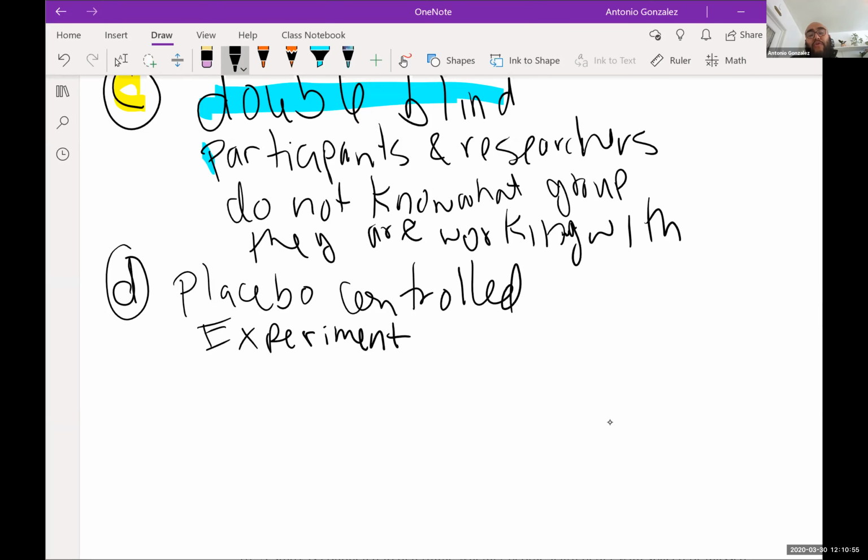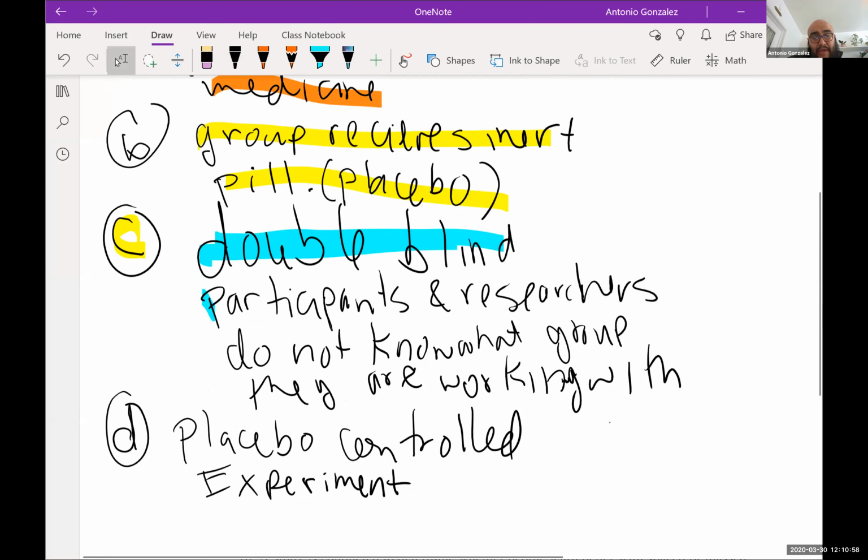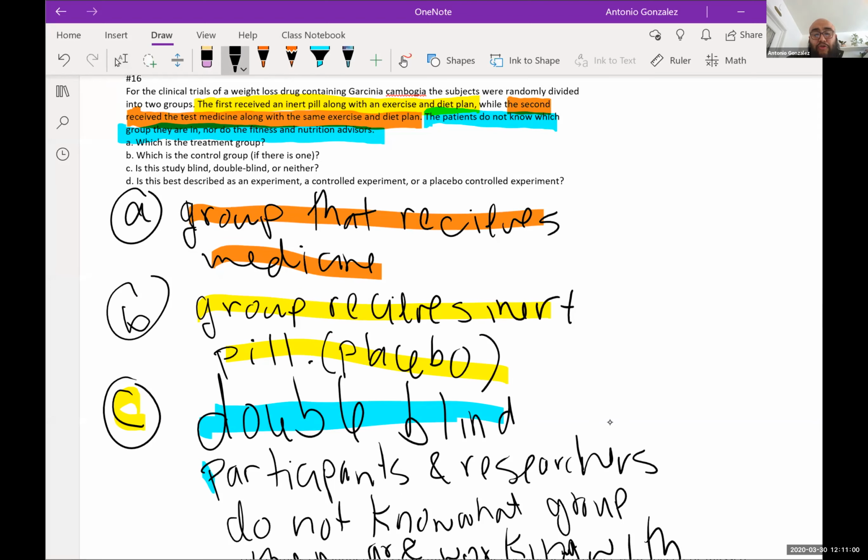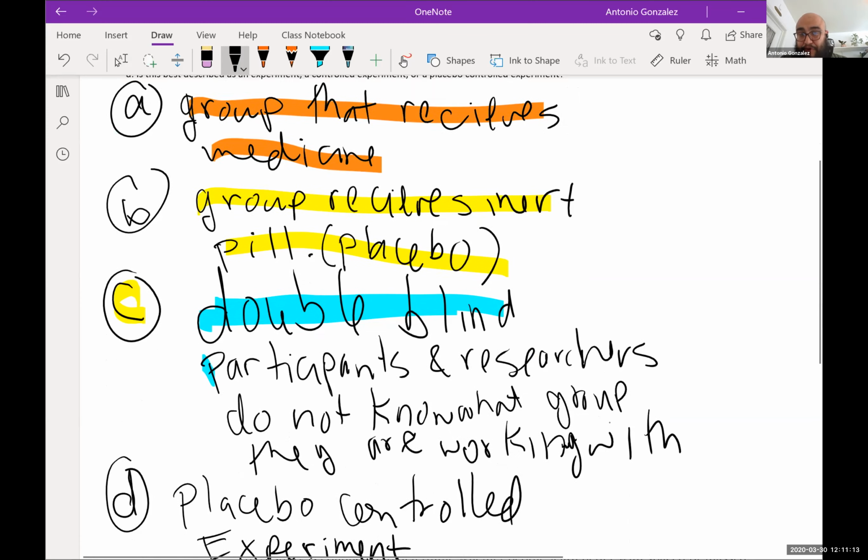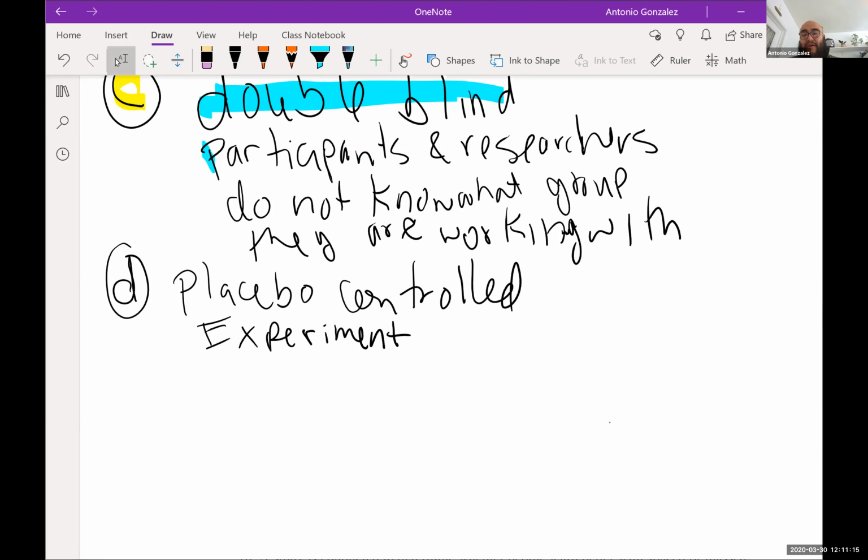It's placebo-controlled because, if we look up here, there is a group that receives an inert pill, right? What that means is it's essentially just some kind of sugar pill that dissolves and doesn't have any medicine, right? So that's what makes it placebo-controlled, when we are informing the group that they're taking medicine, but it really doesn't have any type of medicine. That's why it's placebo-controlled.